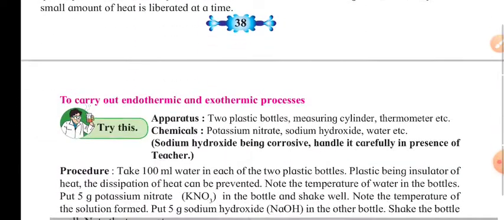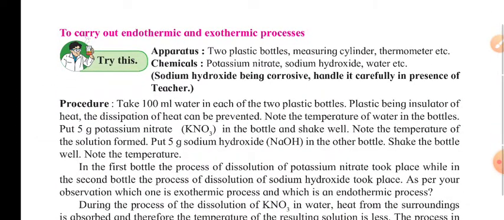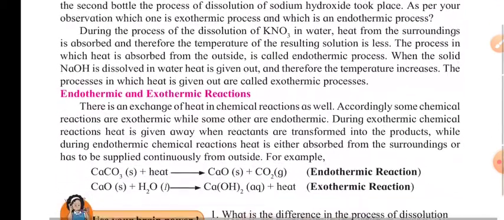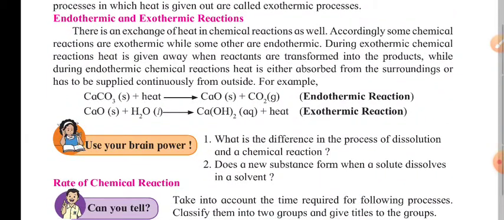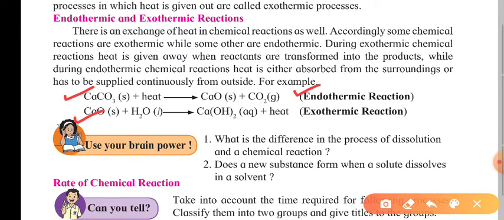Further, to carry out the endothermic and exothermic processes, they have given one procedure, the practical part. The example they have taken is calcium carbonate. When we heat it, it produces quicklime and carbon dioxide gas. And when we add water to that quicklime, it forms calcium hydroxide, and heat is generated, so exothermic. In the first case, we require heat, so endothermic. In the second case, heat is in the product, so it is an exothermic reaction.